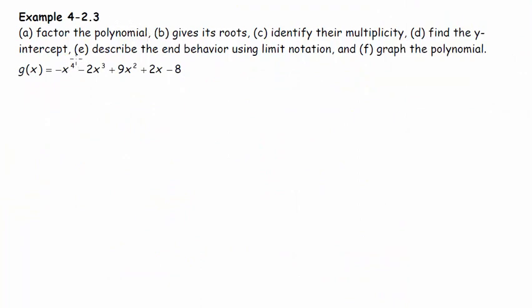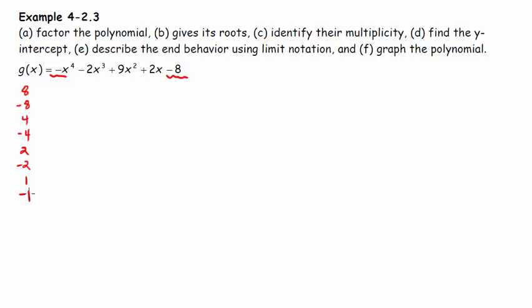Here we have a quartic function, something of degree 4. So I'm going to have to use synthetic division twice to pull out two factors before I can get this down to something that's quadratic, and then use a little algebra to factor that quadratic. So my potential roots are going to be the factors of negative 8 over the factors of negative 1. So that would be 8, negative 8, 4, negative 4, 2, negative 2, 1, and negative 1.